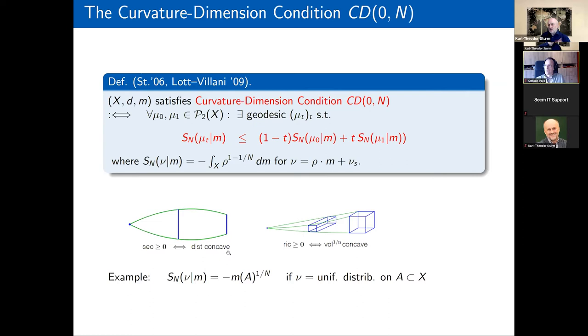But of course, this is more of a heuristic. For a rigorous definition, it is simply the concavity or convexity of a Rényi type entropy. But here you might have an interpretation of why this is consistent with the Alexandrov geometry picture: the nth root of a volume compared with a distance, both being lengths, but this is a mean value of lengths and this is just a length.